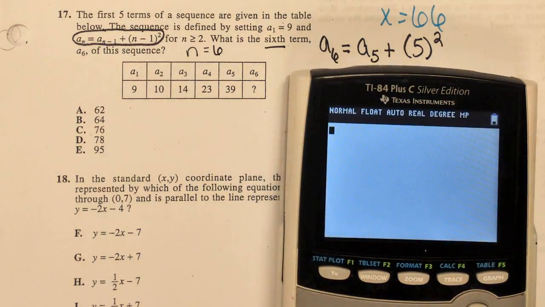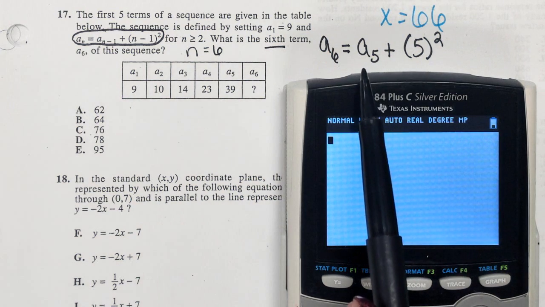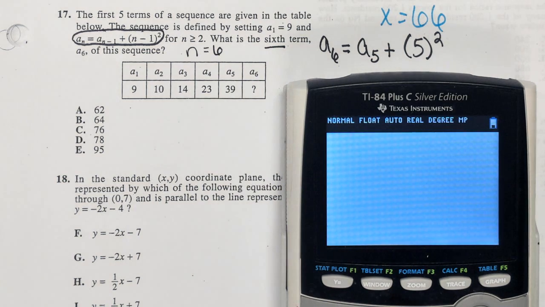What do you see that we could plug in, instead of having to write everything down and waste time? How much? 39. Very good. A sub 5, they give you right here, is 39. So you can type in 39 plus 25, because 5 squared is 25.